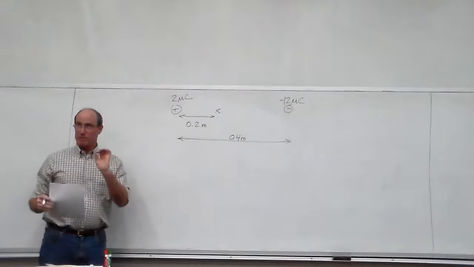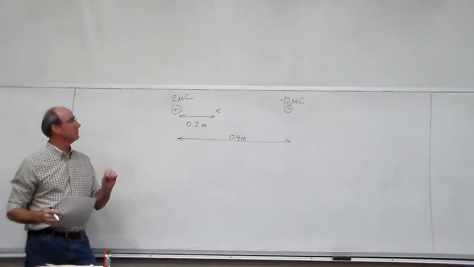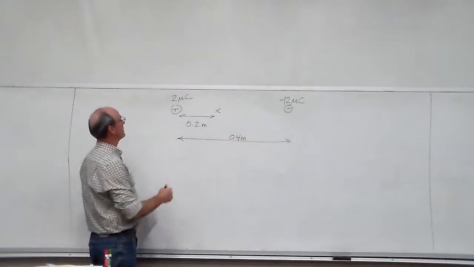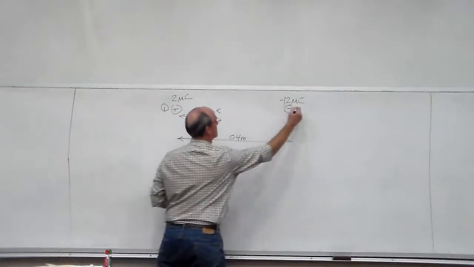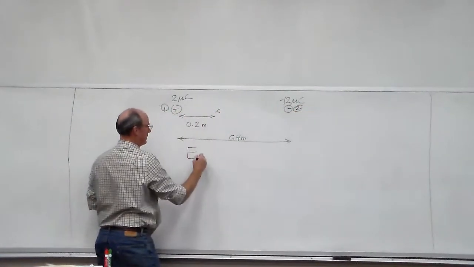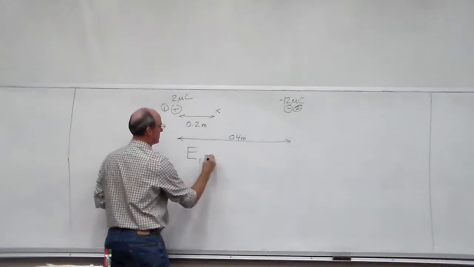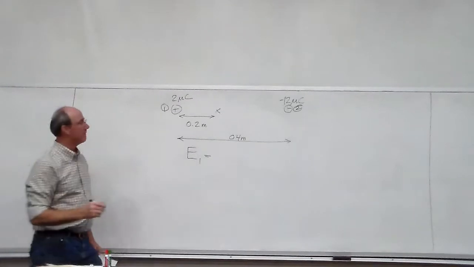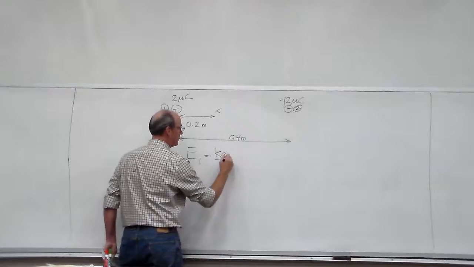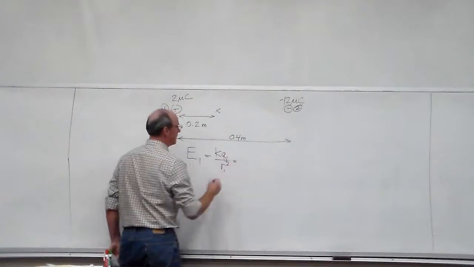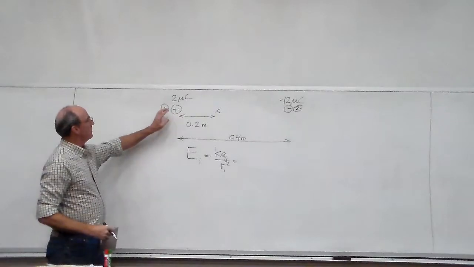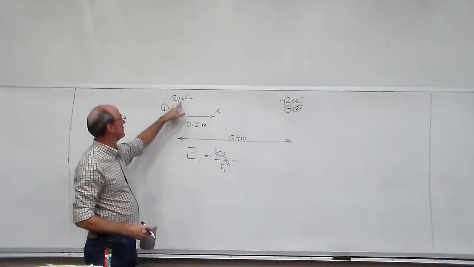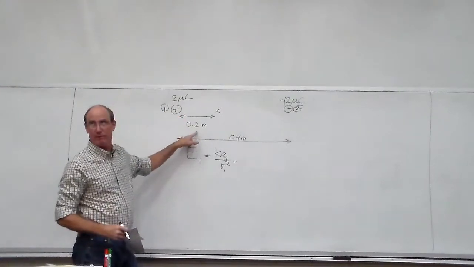So first of all, we're looking at a point in space. We're going to look at the magnitude due to each source separately. Let's call this charge 1 and this charge 2. The E due to charge 1 is equal to, what's the equation for the electric field? kQ over r squared. kQ1 over r1 squared. So that's going to equal 9 times 10 to the 9th times 2 times 10 to the minus 6 coulombs divided by 0.2 squared.